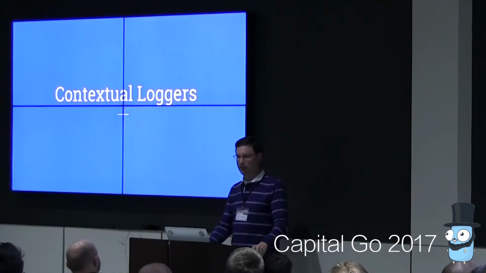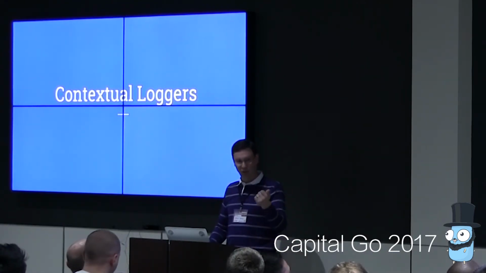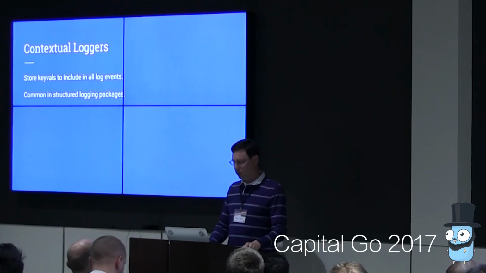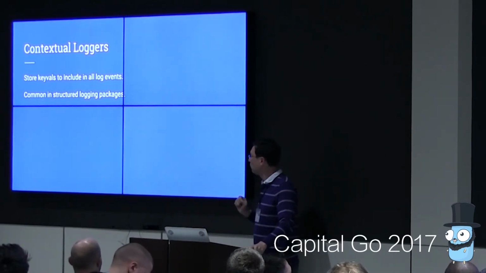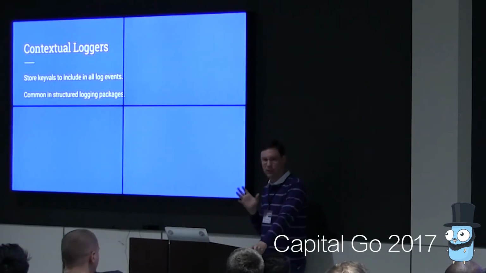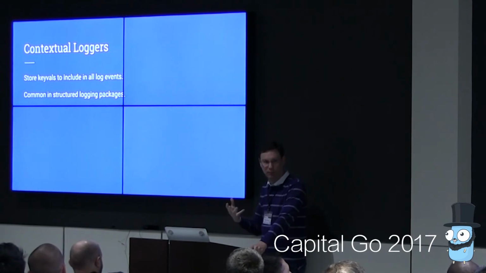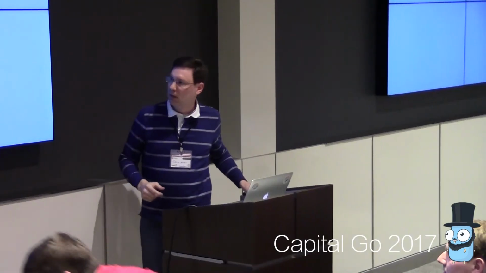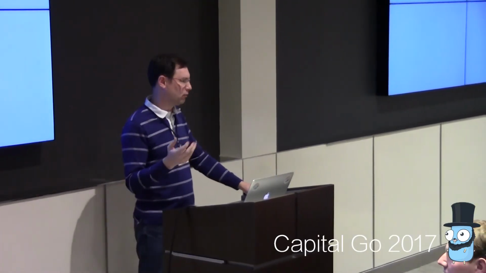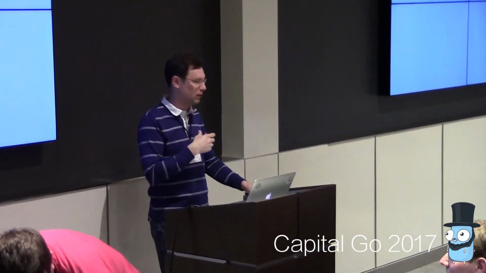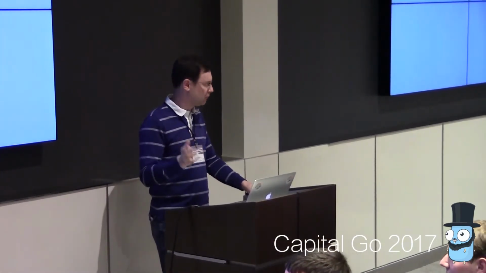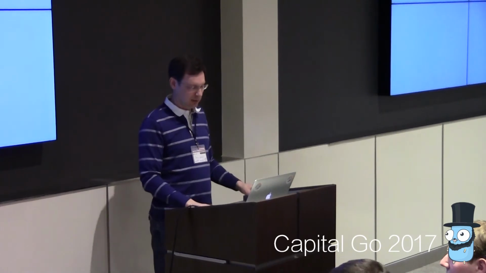Okay, next we're going to talk about contextual loggers, which is the second concept, right? So the purpose of a contextual logger is to store some key value pairs in a logger so that you can repeatedly log them later without having to repeat what you said. This is a very common feature in pretty much all the structured logging packages. Logrus, Log15, Apex Log, they all do this.